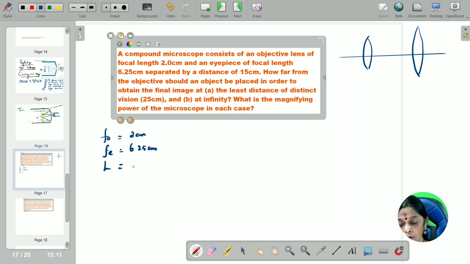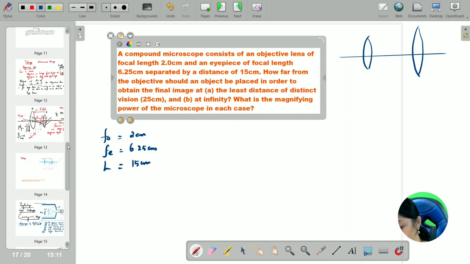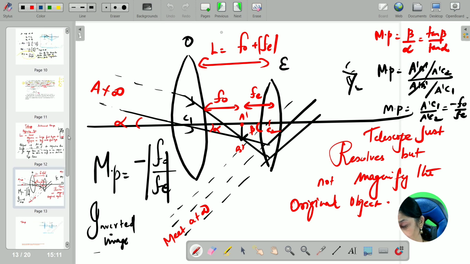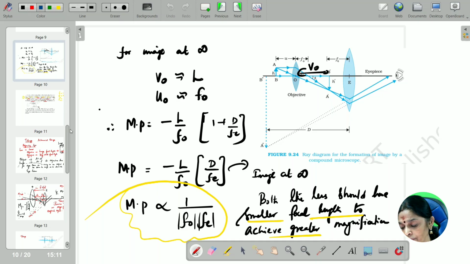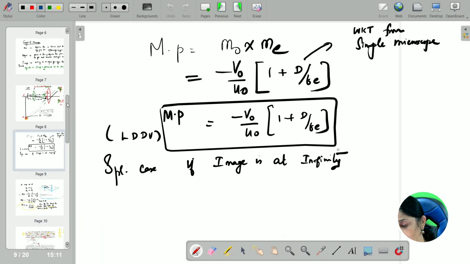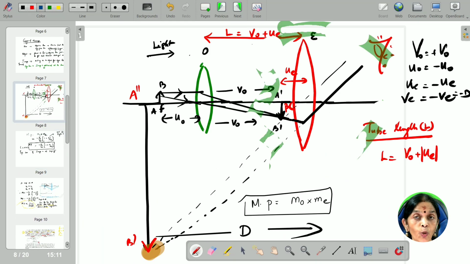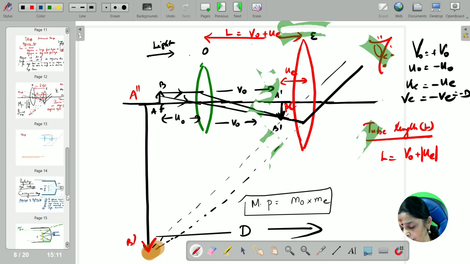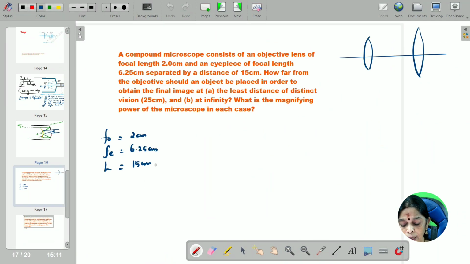Separated by distance L equal to 15 centimeter. Already we learnt what L is. So L is equal to VO plus UE, that is 15 centimeter. And how far from the objective should an object be placed? So UO is asked. Whereas the final image is at the least distance of distinct vision.